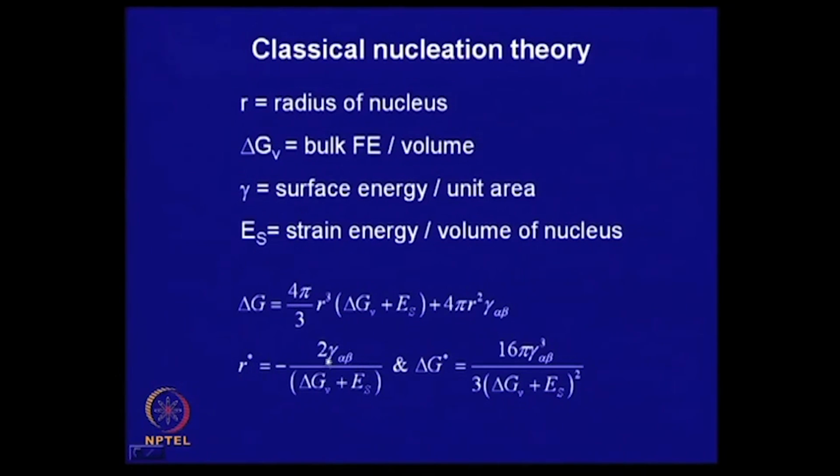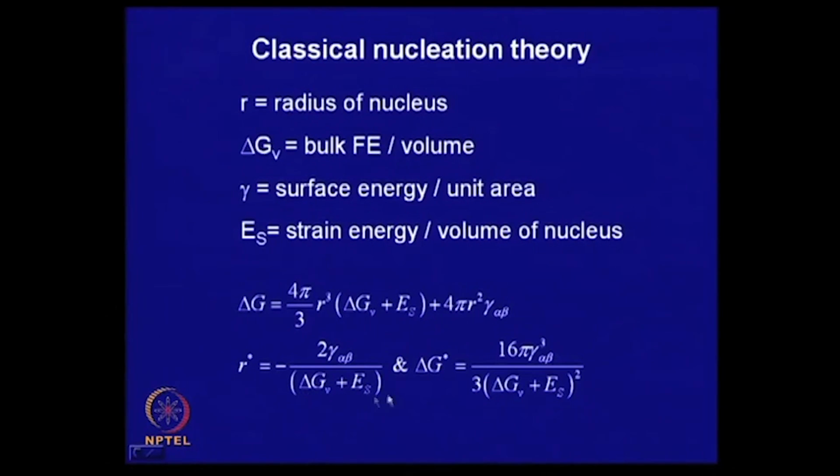nucleus size is twice gamma, that is the surface energy, gamma alpha beta, over the sum of the bulk free energy for transformation plus the strain energy contribution. Similarly, this is the energy hump, the magnitude of that, this is the activation hill, you can say. I will leave it to you, this is a very simple derivation, we have done a similar derivation during solidification.